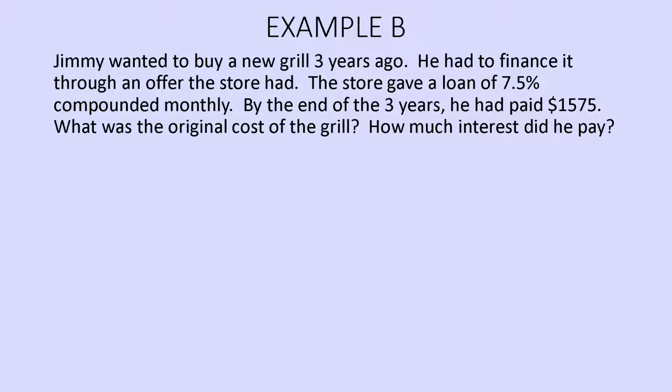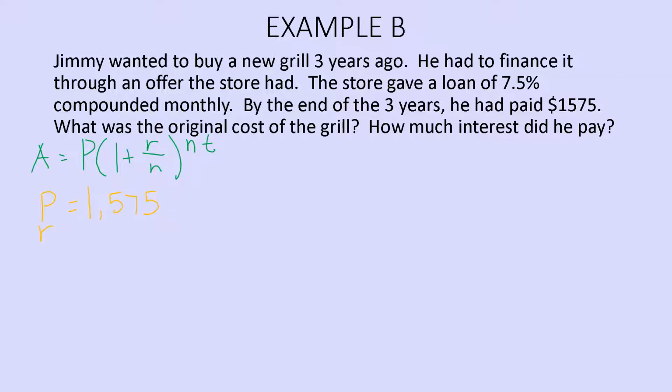So this is a little bit different than the last problem. Another way to go about this would be to write out your formula and then say your known values. That way you can keep track of it. So we know that our P is going to be 1,575.